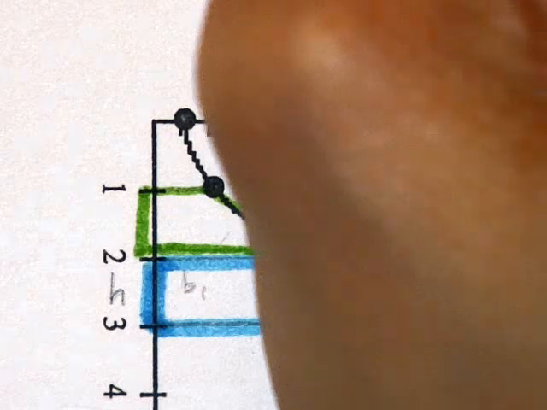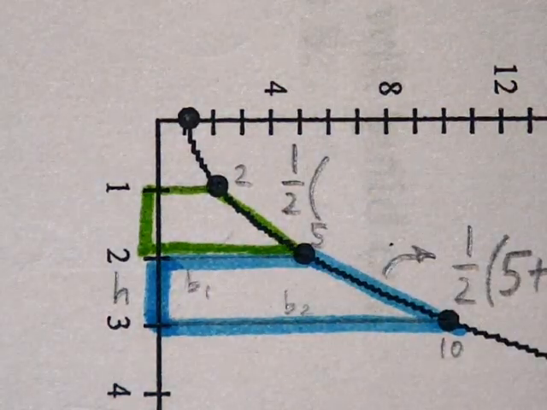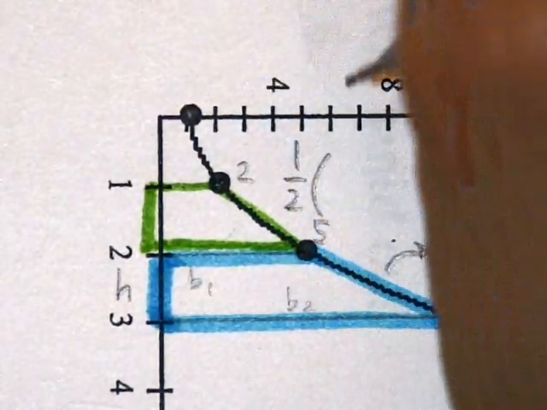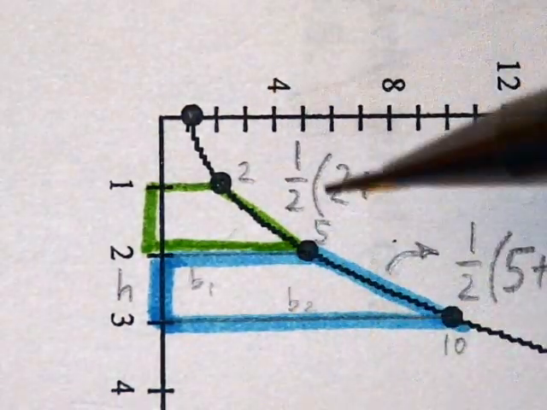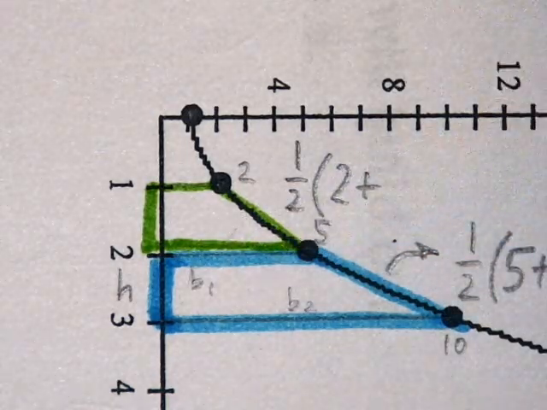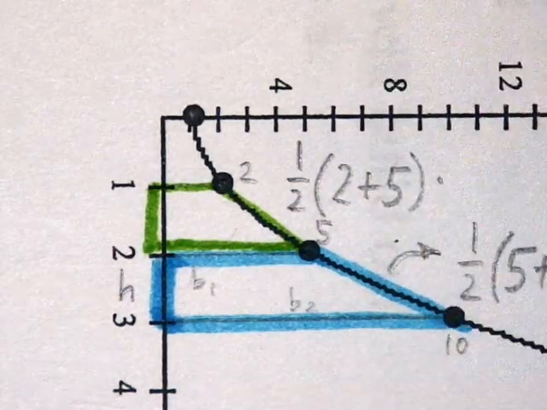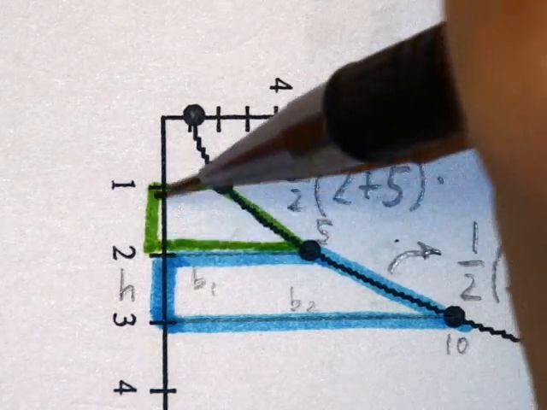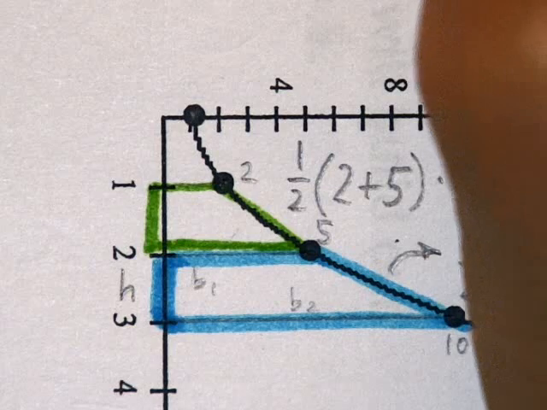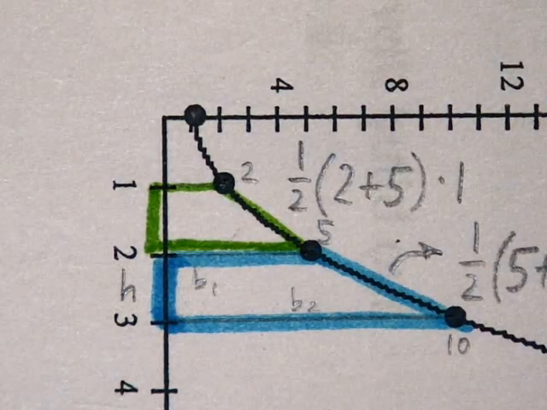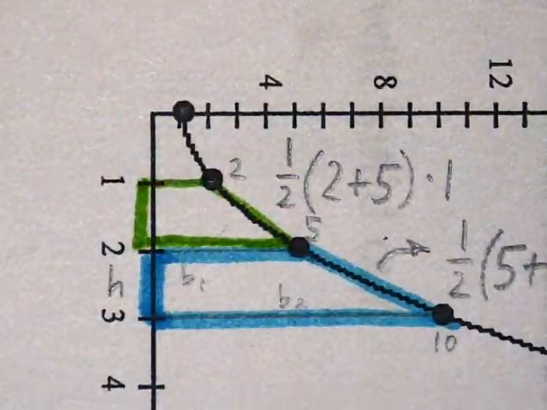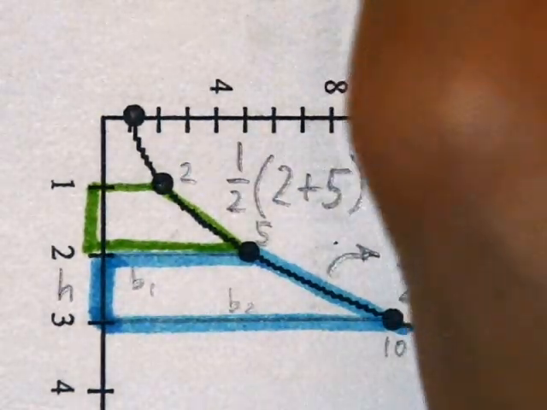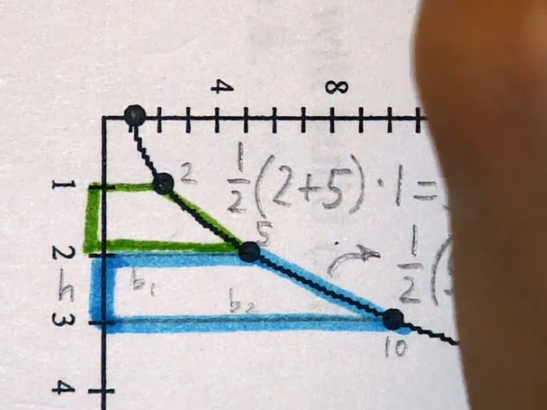Again, the formula is 1/2 base 1 plus base 2 times height. So I'm going to use 1/2 times base 1, which is 2, plus base 2, which is 5, times the height. And again, don't forget the height in this context is the distance from 1 to 2, which is 1. And again, I'll just do that quick calculation. 2 plus 5 is 7. 7 times 1/2 is 3.5, times 1 is still 3.5.